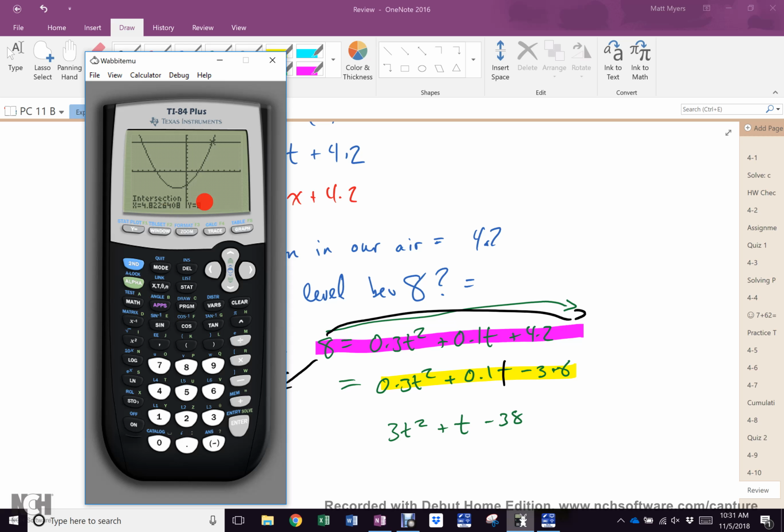It's on the screen, guys. 4.8. So how many years will pass before I'm at a level of 8? If this is when we started the experiment in 2018, what year will I be at a level of 8? 2022, almost 2023, right? Almost 5 years from right now.